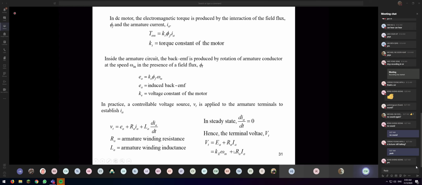So at the steady state, the current is constant, so di/dt will be equal to 0. By this, you'll be able to get the formula that represents this DC motor at the steady state. When I write in capital letters, that means the motor is running at the steady state. E_A refers to the back EMF. This is the K_E. Actually, K_E refers to this one: K_E psi_F is the whole thing divided by the speed.